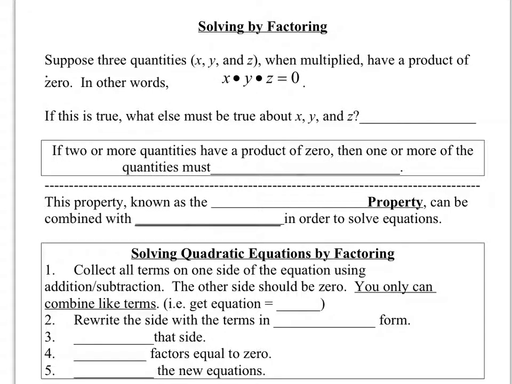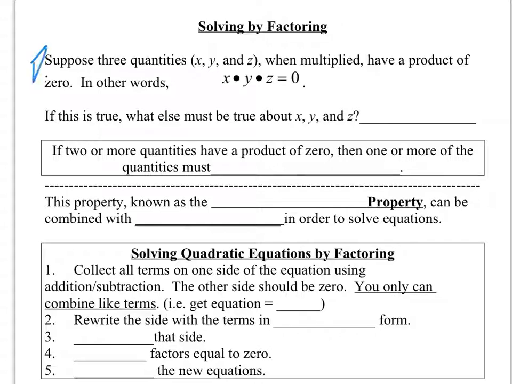Looking at how to solve things where I just have an x term. Now we're going to move into when I have something where the x term is being squared. And so we have to use a different strategy in order to solve that. And so we're going to use something called the zero product property to do that.